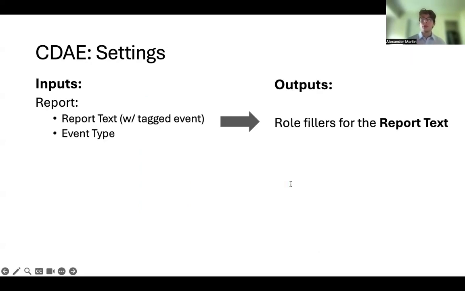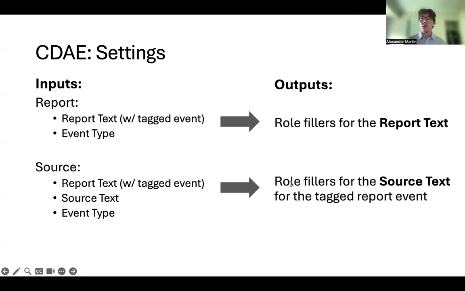We also perform cross-document argument extraction in different settings. The first setting is the report setting, where we take the report text with the tagged event and the event type, and we look to fill the role fillers for the report text. This can be considered traditional document-level event extraction, as we have a few sentences and we're just extracting a template based on that.